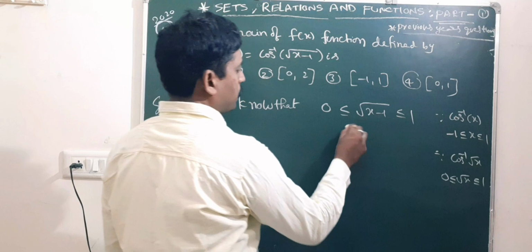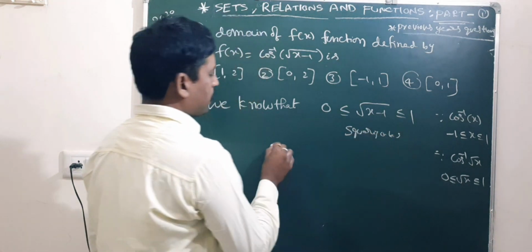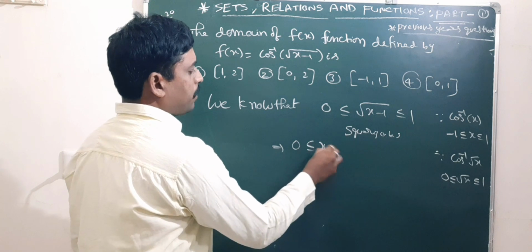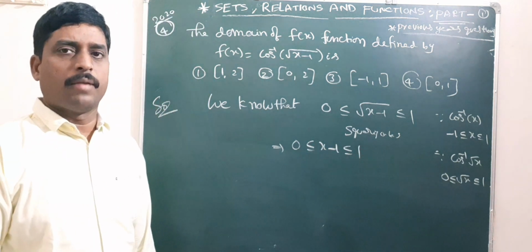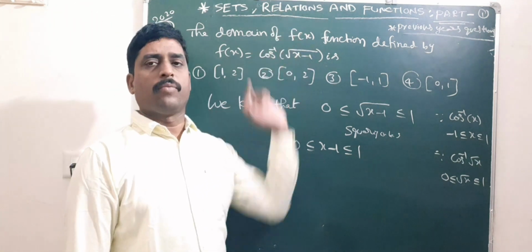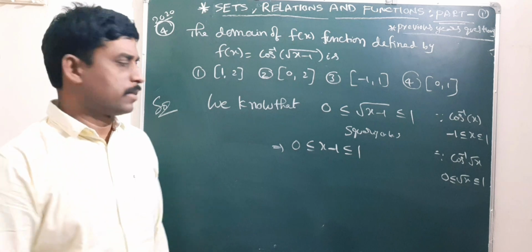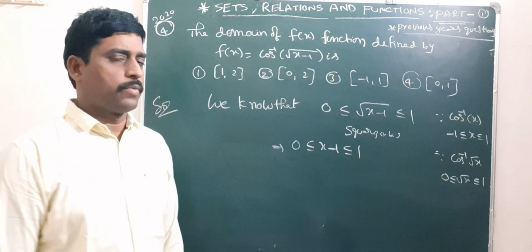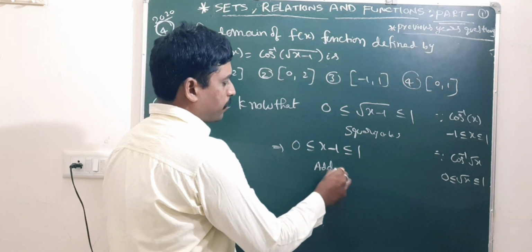Now squaring on both sides. So 0 less than or equal to x minus 1 less than or equal to 1. But our target is the domain of f of x. The domain means the input of f of x. So what is the input? X values. We have to find x values. So adding 1 on both sides.